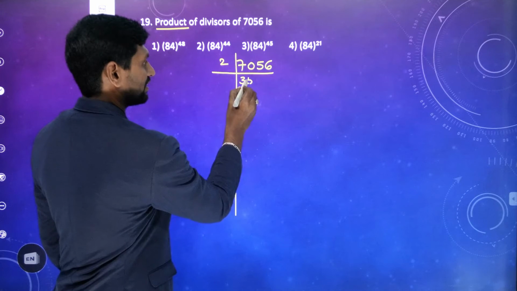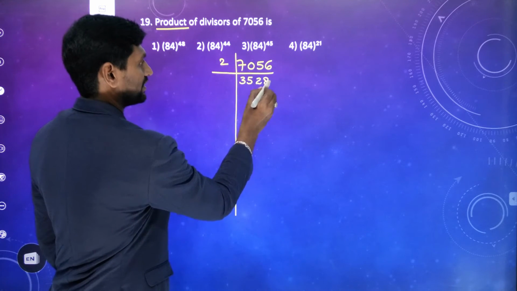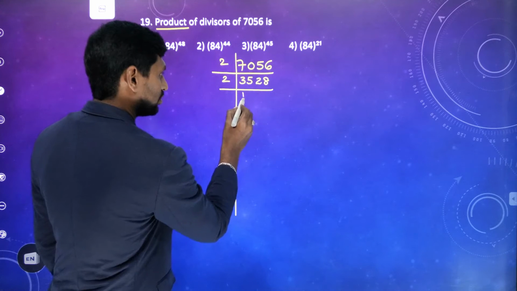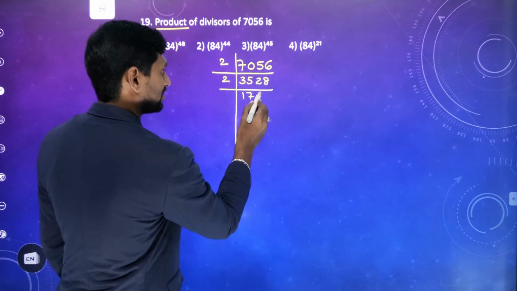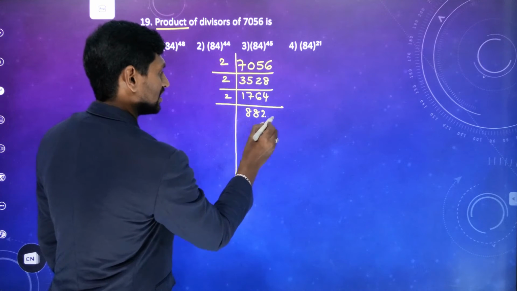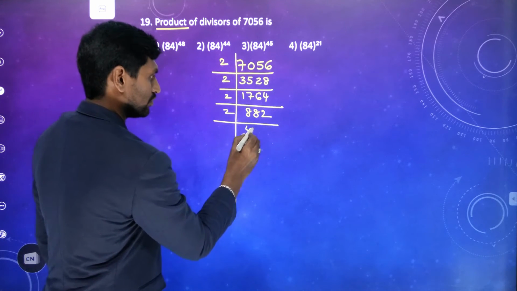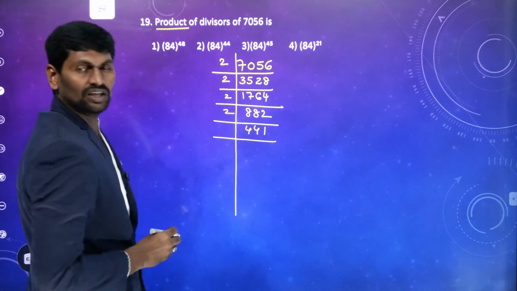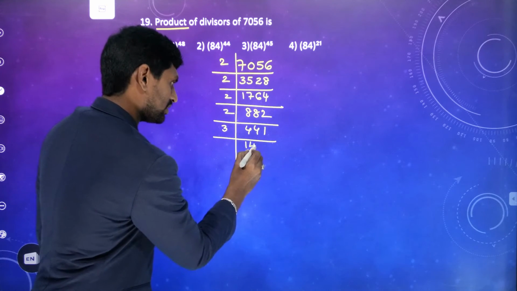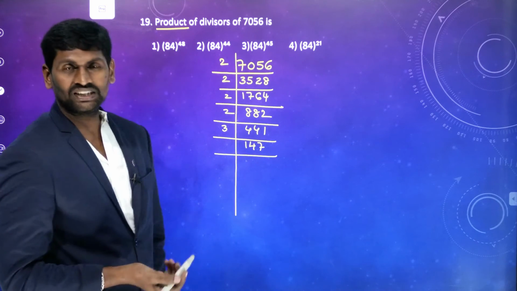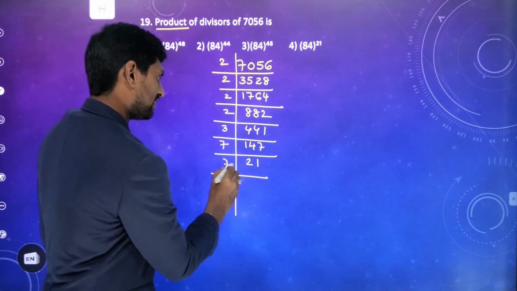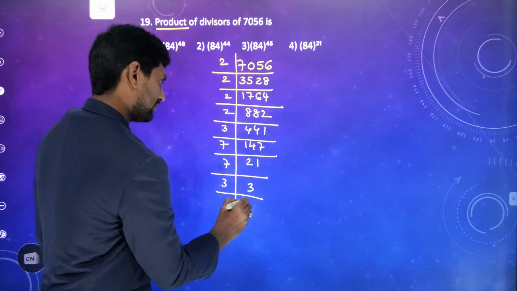2 35s are 70, 2 2s are 4, 2 8s. Again we can take the 2 table. 2 1s, 2 7s, 2 6s, 2 4s. 2 8s, 2 8s, 2 2s. Again the 2 table, 2 4s, 2 4s, 2 1s. Now the 3 table will come. 3 1s, 3 4s, 3 7s. Again the 3 table, or directly you can take the 7 table. 7 21s are. Again 7 table, 7 3s, 3 1s.